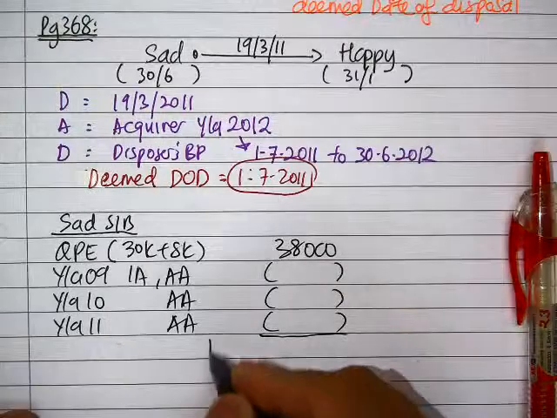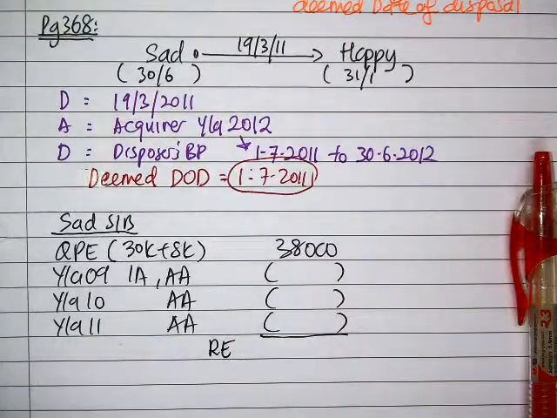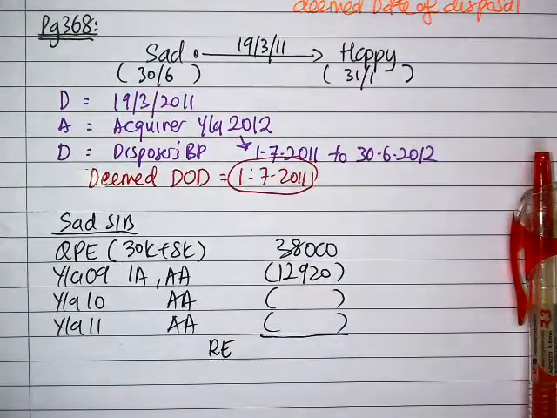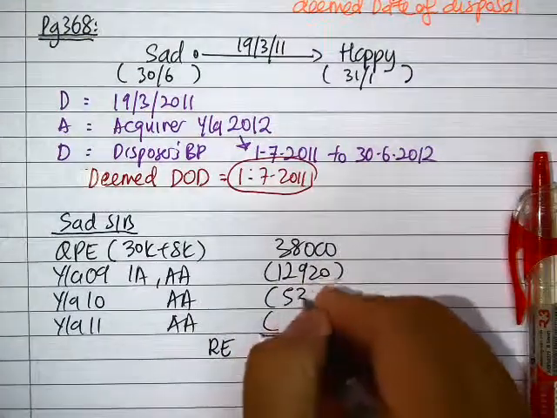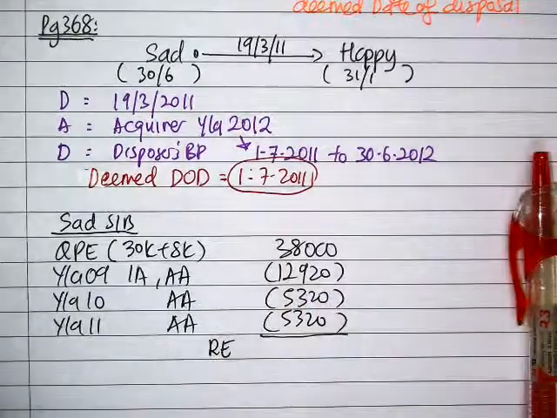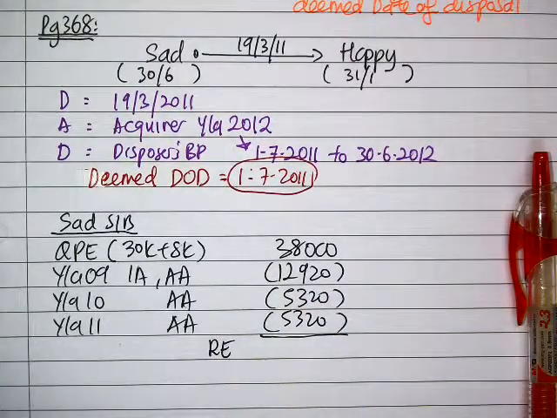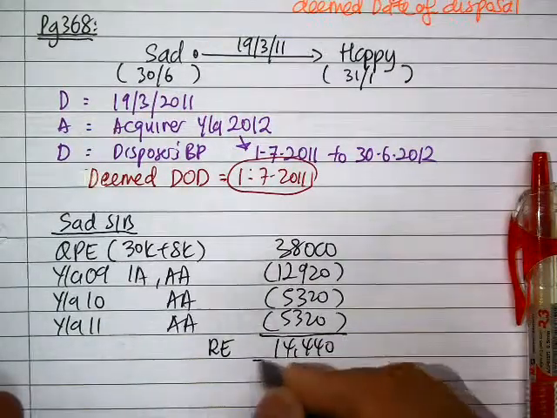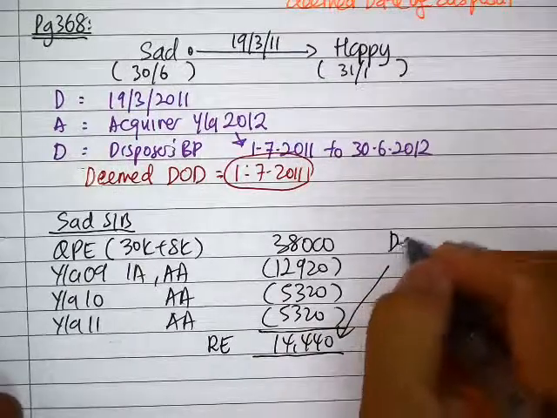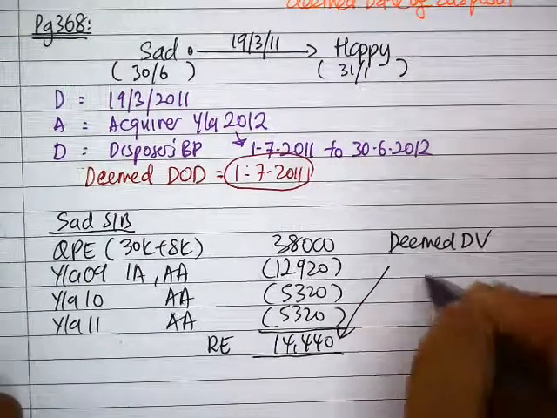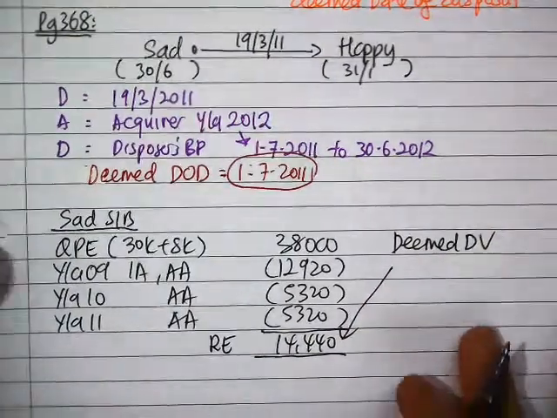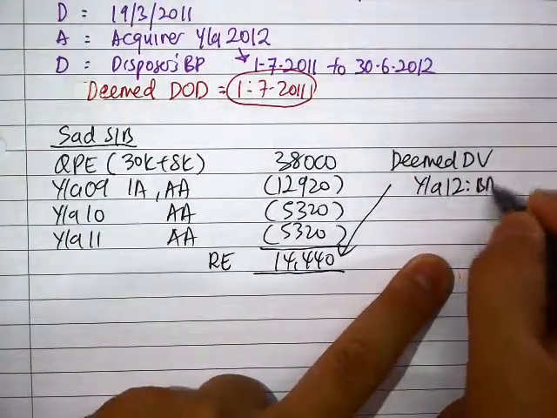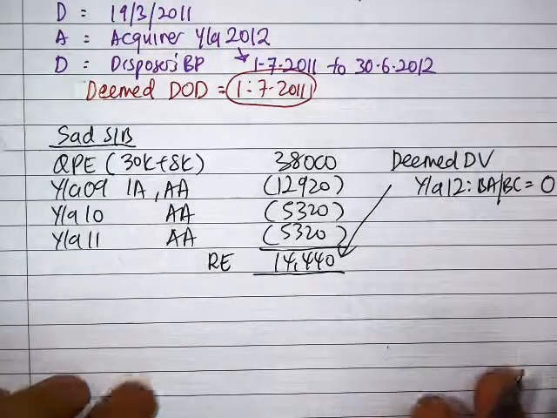Okay, so what's your RE? 12920, 5320, 14440. So the deemed disposal value is 14440. So Y12 BA BC is 0.